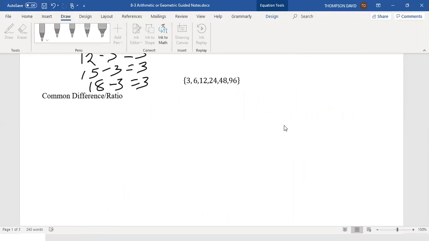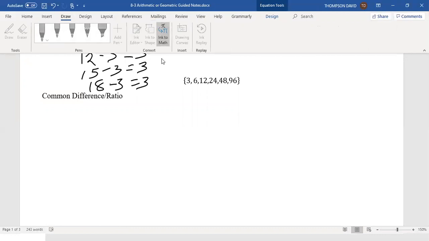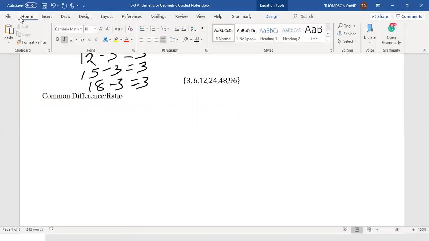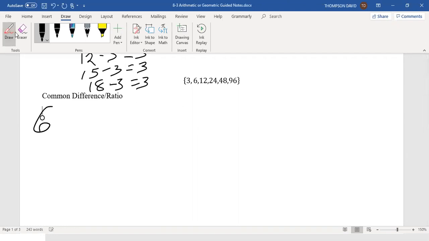In our next example, we're given the sequence 3, 6, 12, 24, 48, and 96. So first thing we want to check is see if we have a common difference. So we're going to check 6 minus 3. That's 3. 12 minus 6 equals 6. So we don't have a common difference.